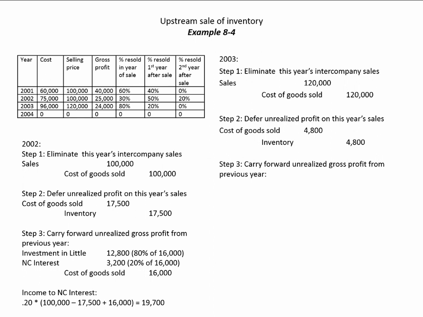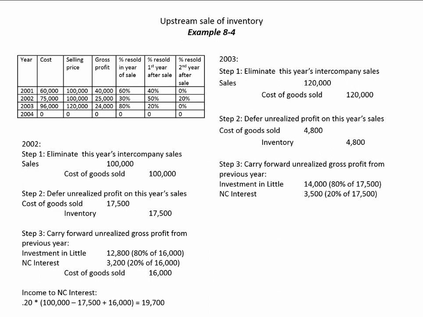Step 3, we carry forward the unrealized gross profit from the previous year. If you look at the entries for 2002 on the left-hand side of the screen, we see that we deferred $17,500 from last year's sales, and now we ask ourselves, first on the debit side, the $17,500 gets split 80-20 between the parent and the non-controlling shareholders. And now we ask ourselves, has that $17,500 been realized, so we'll reduce cost of goods sold, or has it not been realized? Is it still on the balance sheet as inventory, and we'll have to reduce inventory? Well, in this case, it's split.